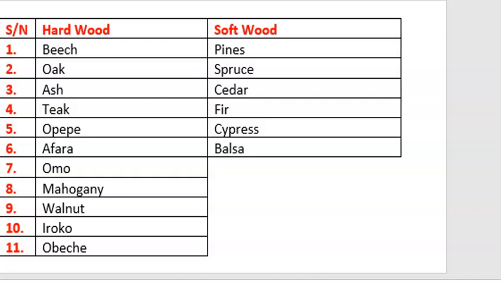We have beech, we have oak, we have ash, we have teak, we have opepe, we have afara, omo, mahogany, walnut, iroko, beech, and for softwood we have pines, we have spruce, we have cedar, we have fir, we have cypress, and we have balsam.